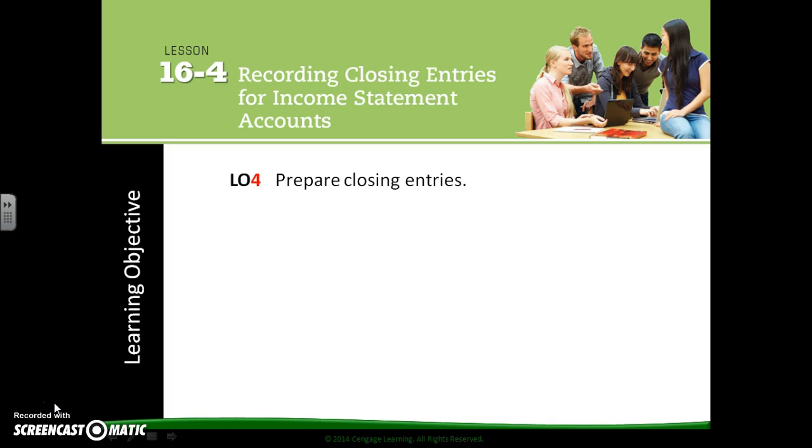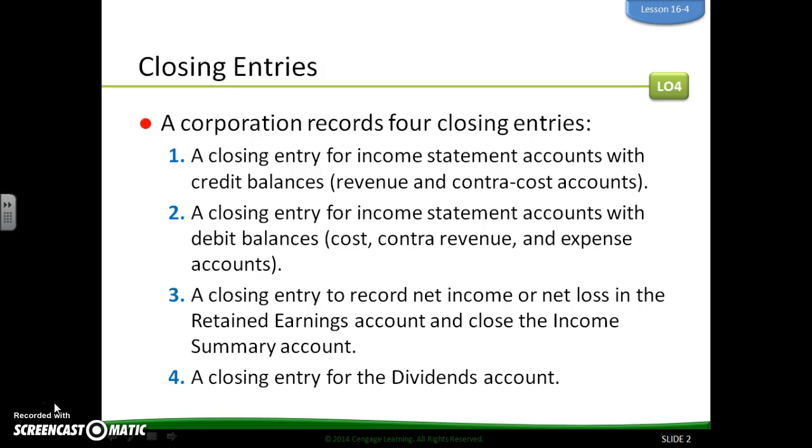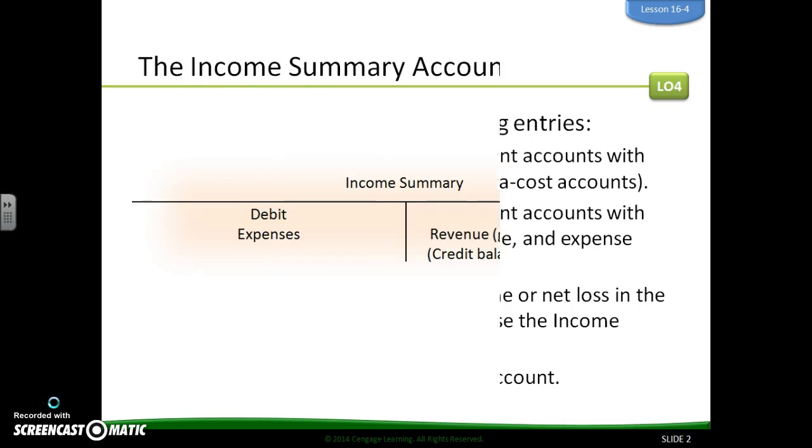We're getting to the end of that accounting cycle. So the 4 closing entries that we want to be thinking about: we have a closing entry for income statement accounts that have a credit balance, a closing entry for income statement accounts with a debit balance, a closing entry that we're going to use to record either net income or net loss in the retained earnings account, and then close that income summary account. And then finally, we need a closing entry for the dividends account.